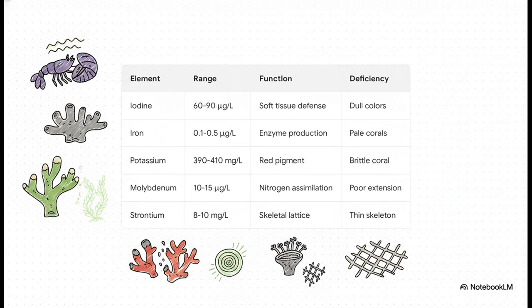Then there's molybdenum, vital for nitrogen assimilation. Without it, you'll see really slow tissue expansion and poor polyp extension. And finally, strontium, which reinforces the skeletal lattice right alongside calcium. If your coral skeletons are looking thin and brittle, they probably need a strontium boost. Every single part per billion serves a critical purpose here.